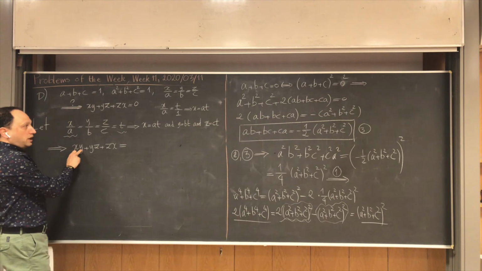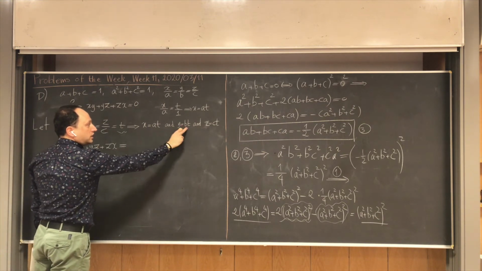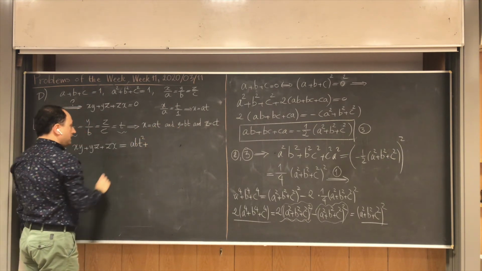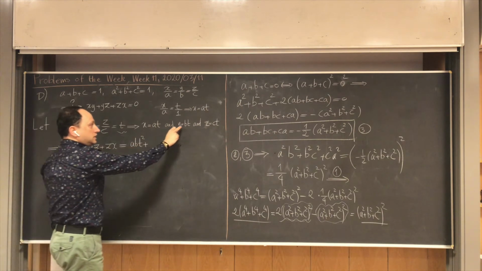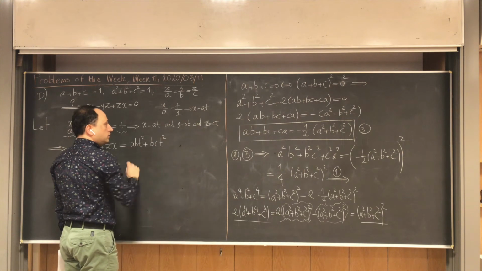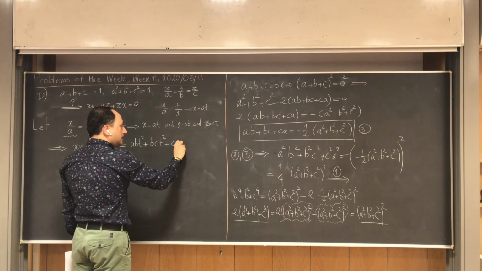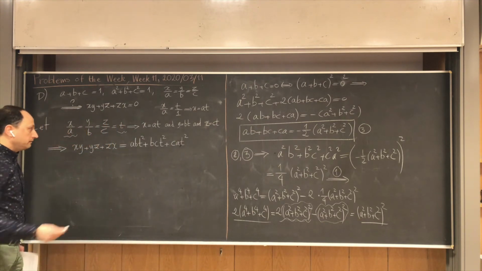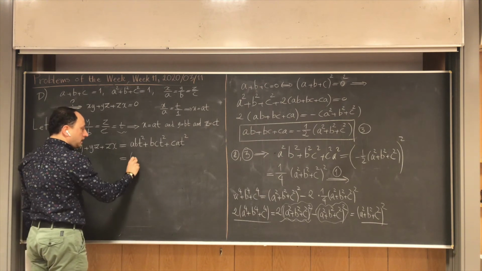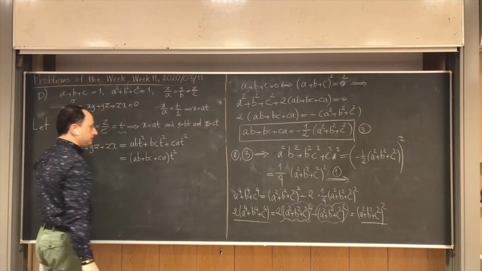So x times y, what happens? x is this one, y is this one. So if I multiply them, it becomes abt squared plus. Then I have y times z. So this one multiplied by that one, it's bc, and then I have t squared, and then finally I have z times x, which is ca, again t squared. Yes? Okay. So what can I get? I can factor t squared out. Then I will have (ab plus bc plus ca) t squared.